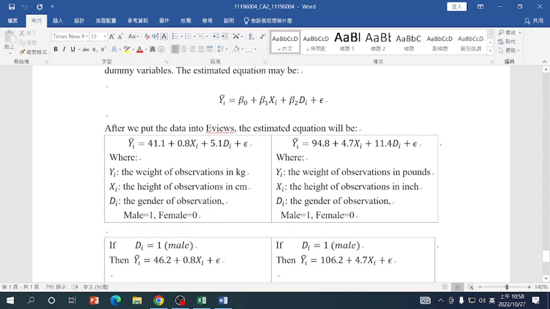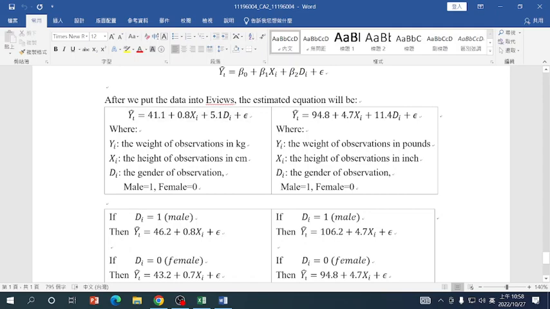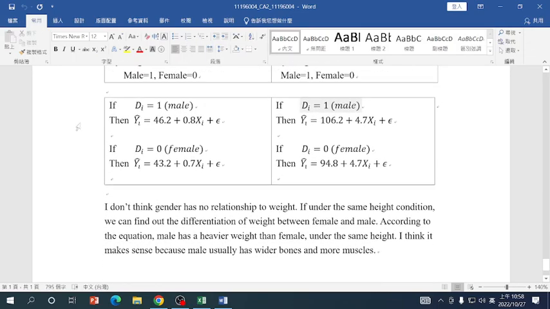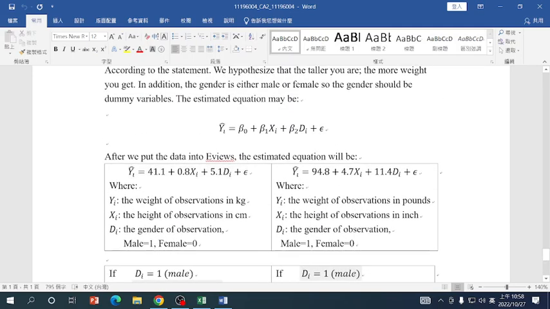After we put the data into eViews, we got these two estimated equations. Should I explain the coefficients? Sure. Holding gender constant, if the height increases 1 centimeter, the weight will increase by a little, about 0.8 kilogram. And holding height constant, if the gender is male, the weight will increase by about 5.1 kilograms.